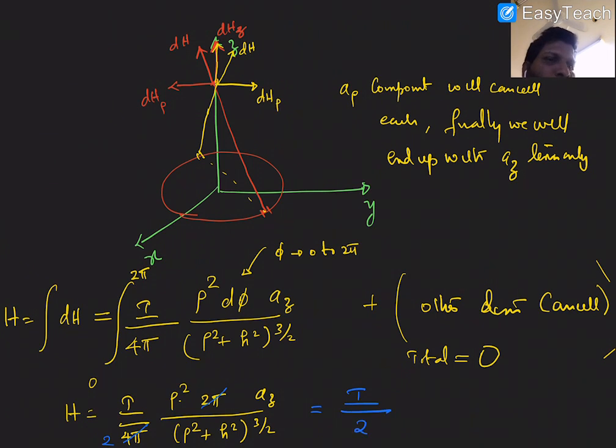2 into rho square into az divided by rho square plus h square whole power 3 by 2. So I will write the final equation again. H is equal to I into rho square into az divided by 2 into rho square plus h square whole power 3 by 2.